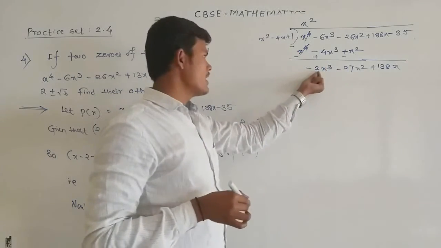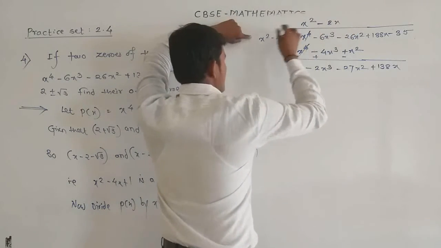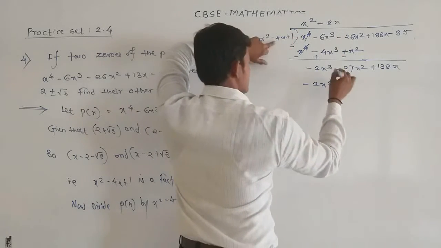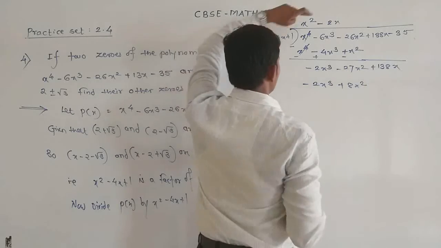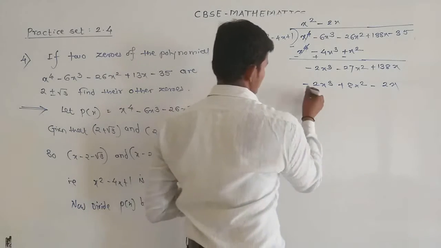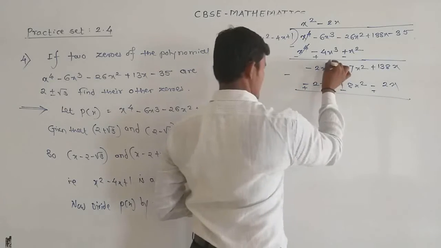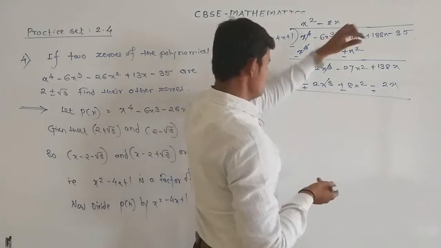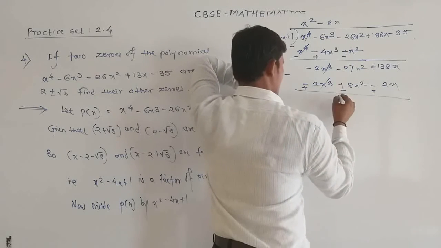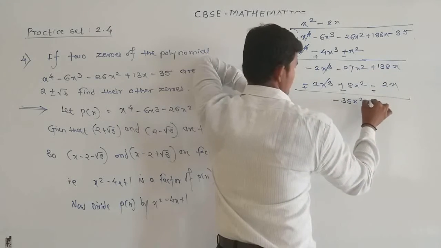Now we want minus 2x cube. For that, multiply divisor by minus 2x. So minus 2x into x square, minus twice x cube, minus 2x into minus 4x, plus 8x square, minus 2x into 1, minus 2x. So here also operation is subtraction. So sign of second expression changes. So minus 2x cube plus 2x cube cancel. Minus 27x square minus 8x square, minus minus get plus, but sign will be negative. So minus 35x square, 138x plus 2x, 140x.